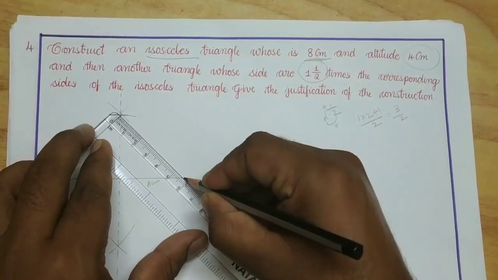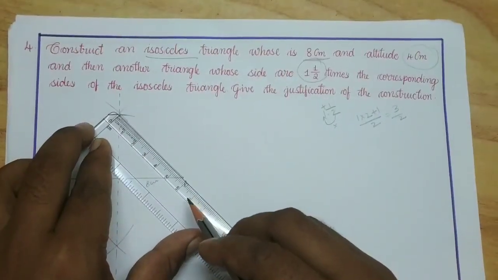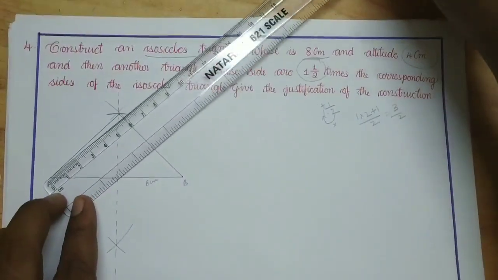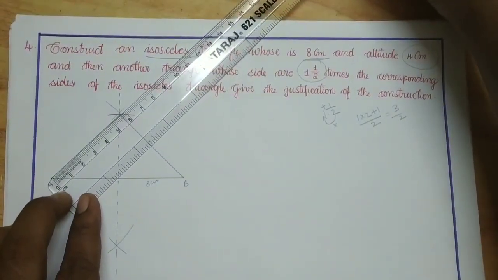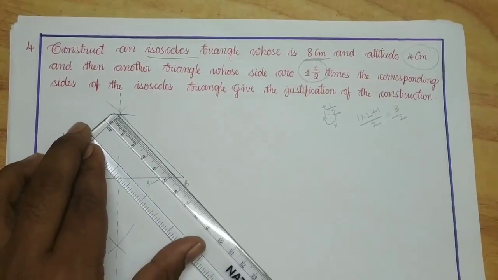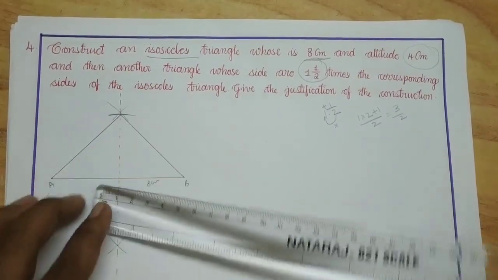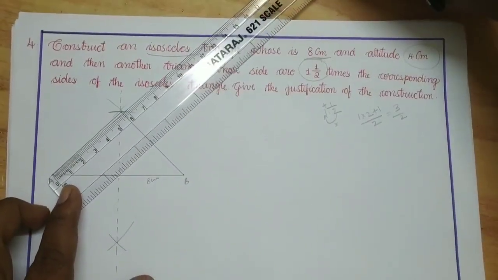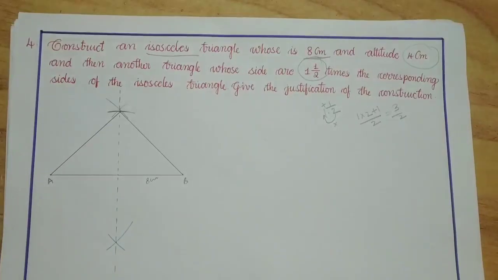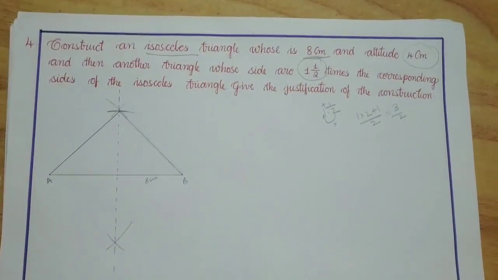So the triangle is constructed. If you want to see, you can see. This will be 5.2. This is also 5.2 only. So both are equal sides. 5.7, sorry. This side also is 5.7 only. It means this is an isosceles triangle. Both sides are equal. Now do the construction.